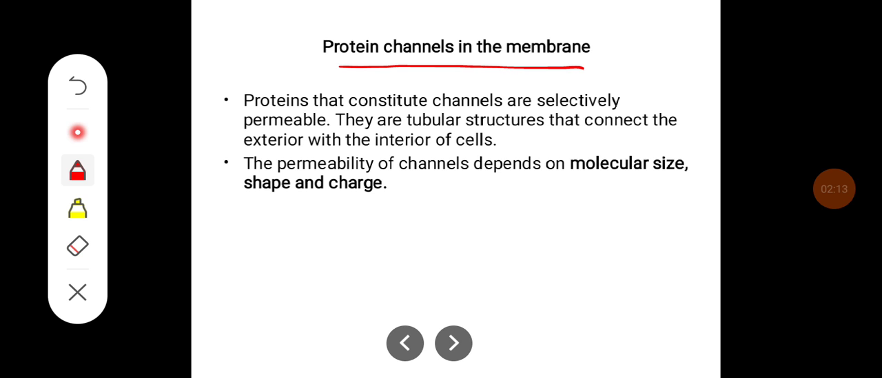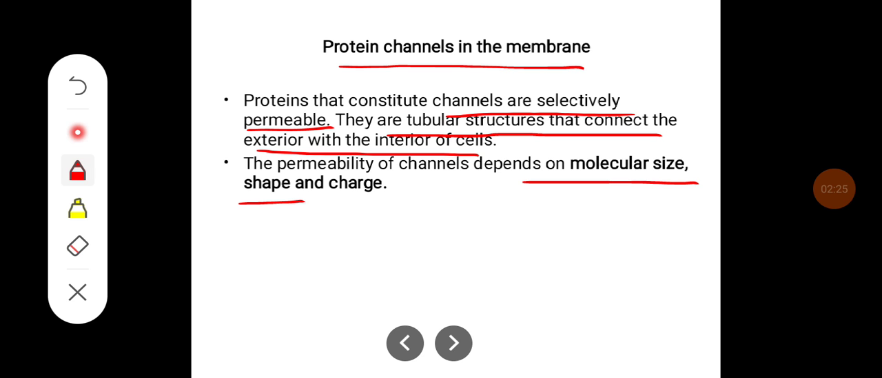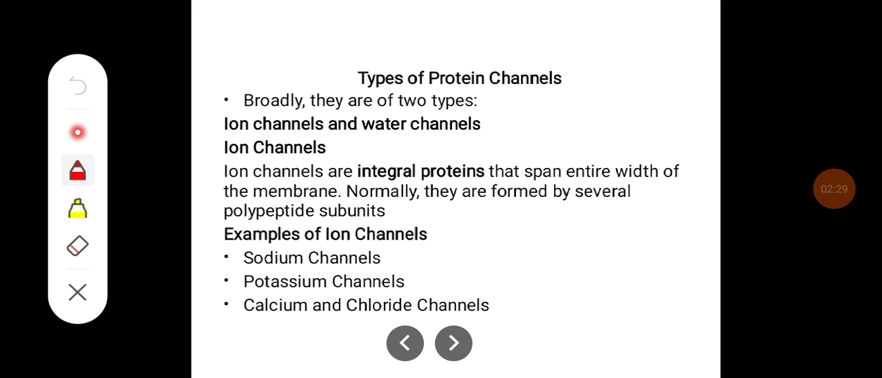Protein channels in the membrane. Proteins that constitute channels are selectively permeable. They are tubular structures that connect the exterior with the interior of cells. The permeability of the channels depend on the molecular size, shape, and charge on the molecules. Types of protein channels. Broadly, these are of two types: ion channels and water channels.